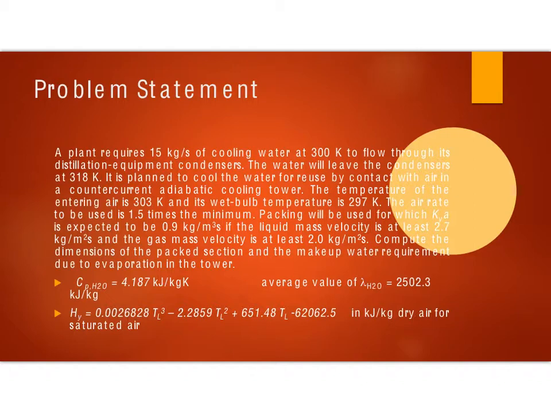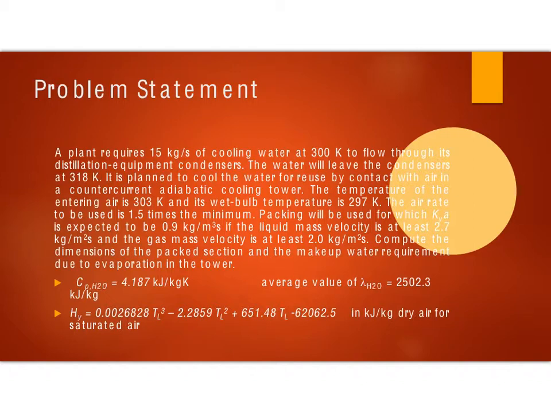Let's read the problem statement together. A plant requires 15 kilograms per second of cooling water at 300 Kelvin to flow through its distillation equipment condensers. The water will leave the condensers at 318 Kelvin. It is planned to cool the water for reuse by contact with air in a countercurrent adiabatic cooling tower.